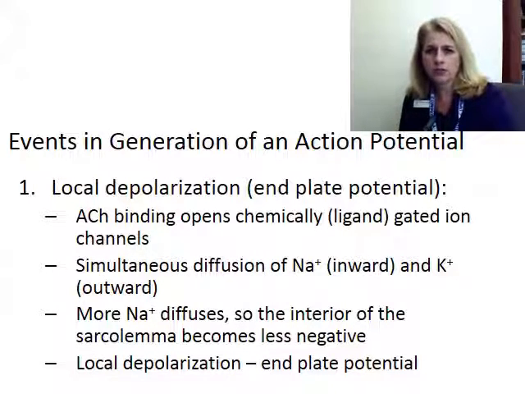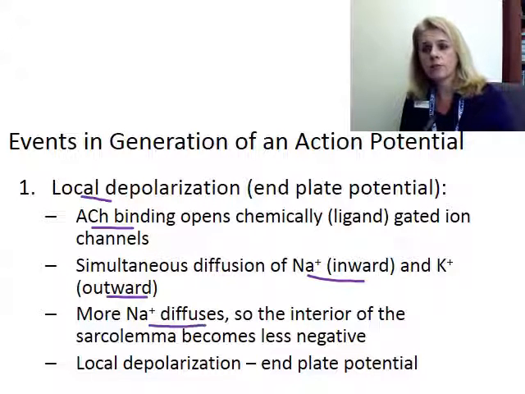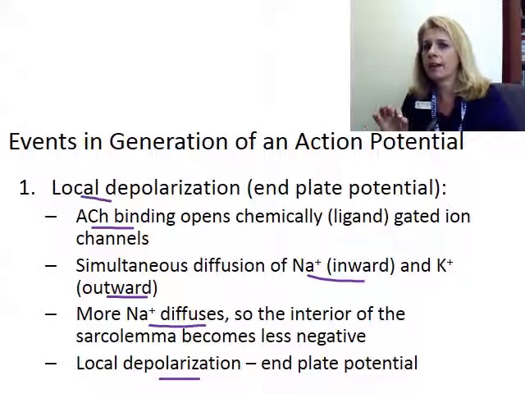So how do we generate the action potential on the muscle side? We have a local depolarization. Once acetylcholine binds that ligand-gated channel, it causes the simultaneous diffusion of sodium into the cell and potassium out of the cell. More sodium diffuses in, so the interior becomes less negative. It depolarizes. So that's a local depolarization. Acetylcholine binds that ligand-gated channel, more sodium enters, the potassium leaves, and the cell membrane at that point starts to depolarize.